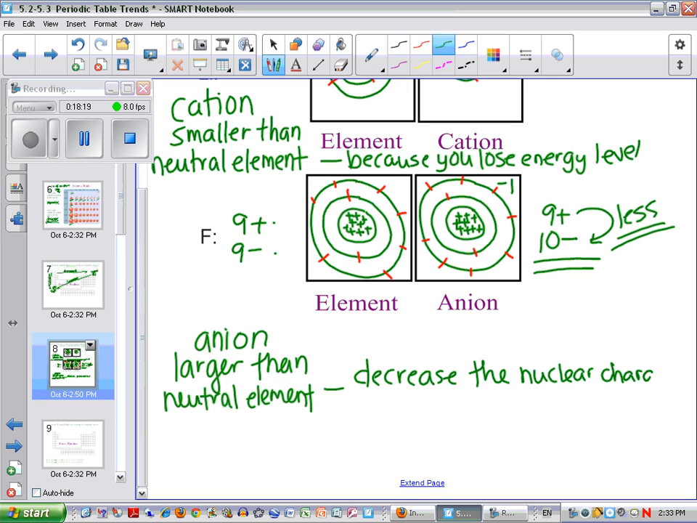You decrease the nuclear charge when you add electrons. So that's a pretty sweet deal. If you can remember, cations are positive, so they're losing electrons. They're losing energy levels. They're obviously going to be smaller if you're losing things. Where anions are negatively charged, they're gaining electrons. You're gaining electrons to decrease that nuclear charge. You're going to be bigger.